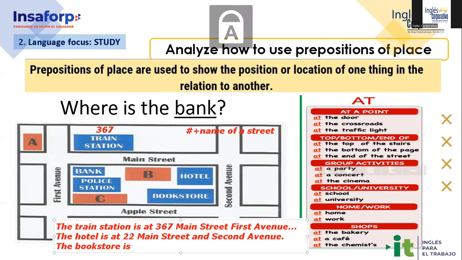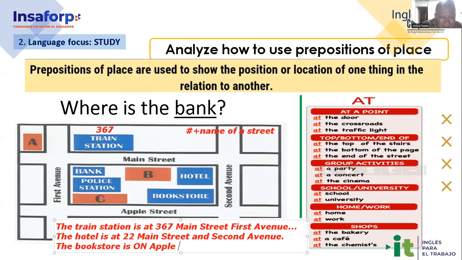Bookstore is, so now let's try using on. Okay, recuerden que ahí con on solamente es el nombre de la calle. Where is the bookstore? On Apple Street. It's on Apple Street. Okay, excellent.